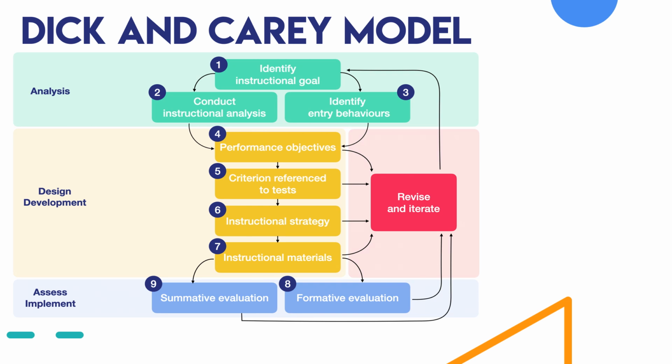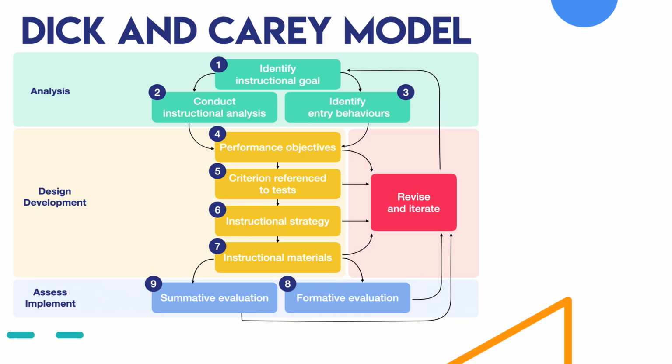For the Dick and Carey model, the steps are as follows. 1. Instructional goals. Need to figure out what the student needs to learn. 2. Instructional analysis. Need to determine skills and knowledge of the learners, and with that information determine the goal to fill the gaps.